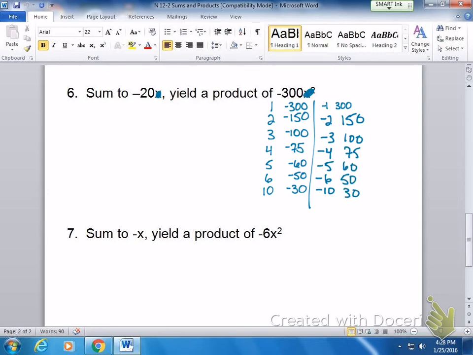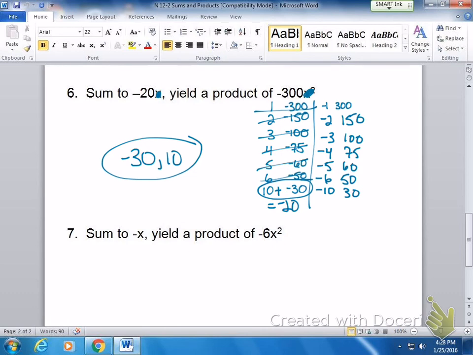Now, if I start adding these together, 1 and negative 300 is nowhere close to negative 20. Neither is these top few. Now, when I get down to 5, I'm getting closer because that would be negative 55. Now, I'd have negative 44, and 10 plus negative 30 equals negative 20, which is what I want. So my answer is negative 30 and 10.